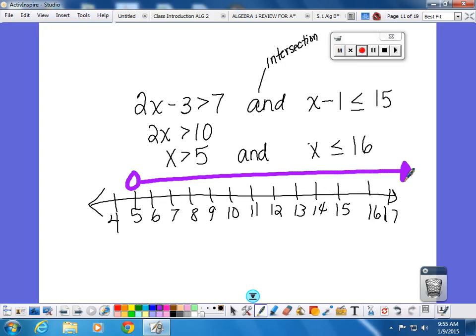Okay, then we get another color. Pick green. And then less than or equal to 16. I'm going to color in that because, like you said, it's or equal to. And then less than's going this way to negative infinity.